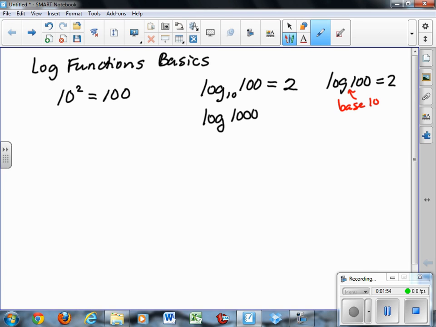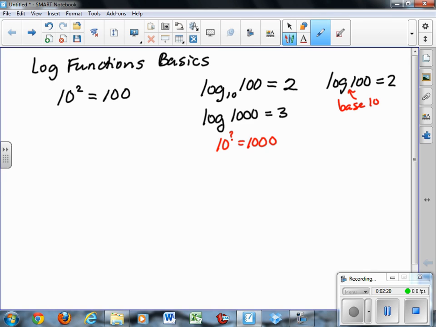Well, I'm saying what exponent do I put on a base of 10 to get 1,000? Well, I have to do 10 raised to what? So this is what I'm asking myself. 10 raised to what power equals 1,000? So the answer is 3. Log of 1,000 equals 3. I could say log of 10,000 equals 4. Log of 100,000 equals 5.